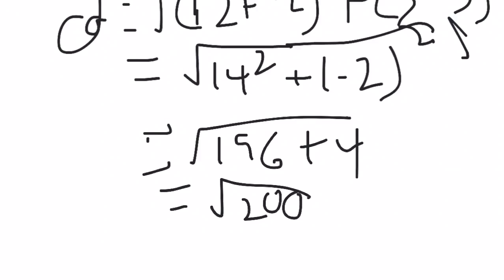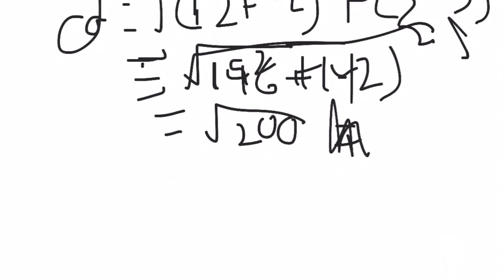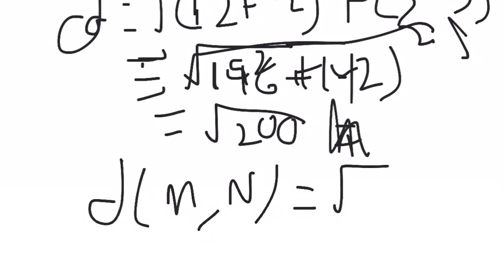And you could simplify that, but for the sake of this problem, we're going to leave it as is. So we're going to leave it as square root of 200 for now. So make note that the distance from M to N is equal to the square root of 200.